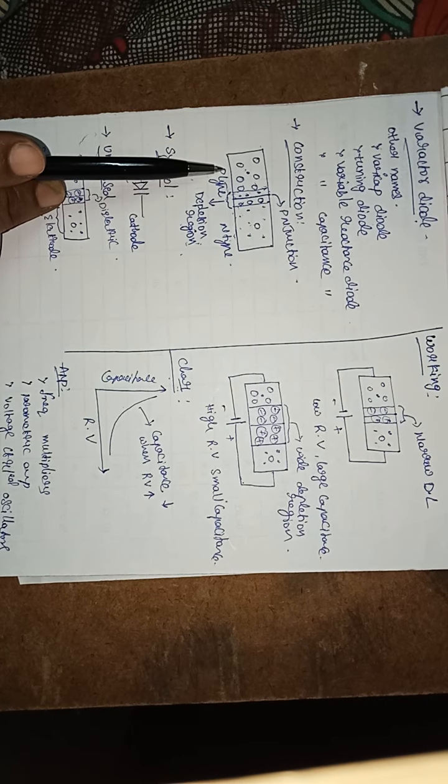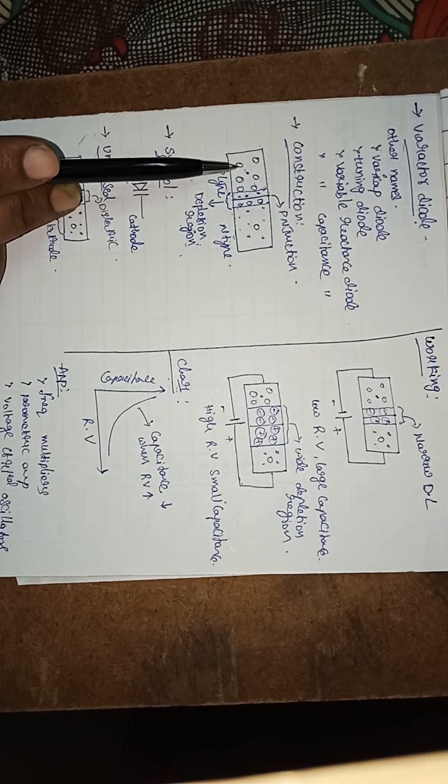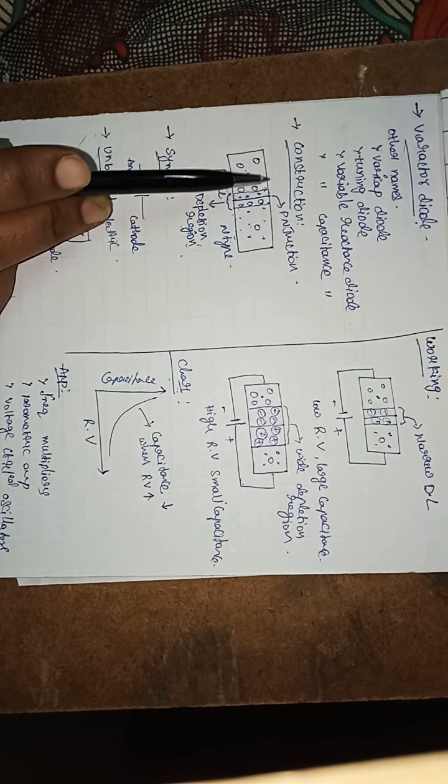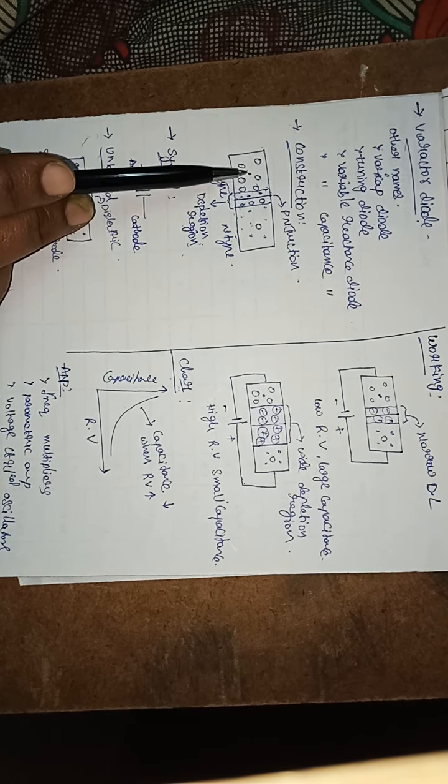So here is the construction. There is a p-type semiconductor material and an n-type semiconductor material. P-type semiconductor material has holes as the majority charge carriers and free electrons as the minority charge carriers. Due to the majority charge carriers, the holes can carry a large amount of electric current in the p-type semiconductor material. The n-type semiconductor has holes as the minority charge carriers and free electrons as the majority charge carriers, so the free electrons can carry a large amount of electric current in the n-type semiconductor material.